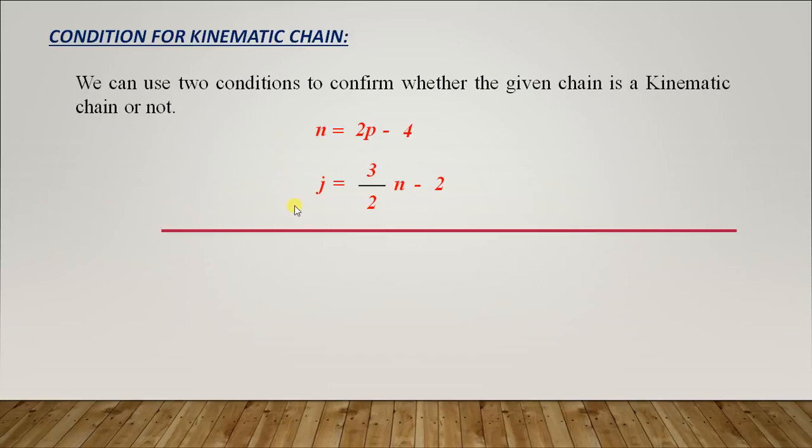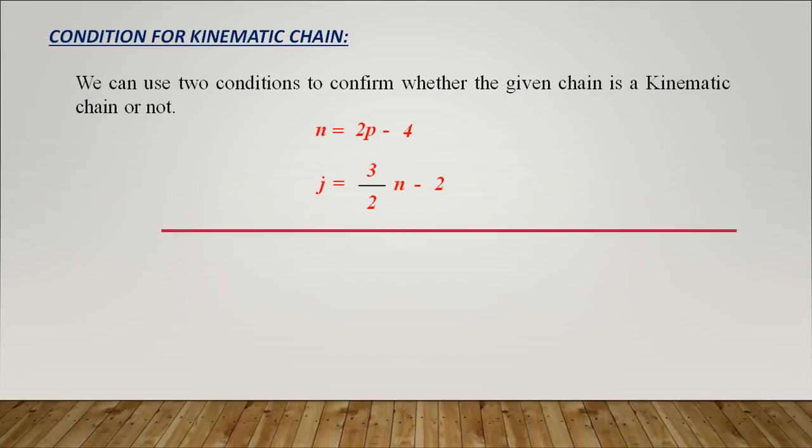In these two formulas, n is the number of links as usual, p is the number of pairs, and j is the number of joints. By knowing the number of links, pairs and joints, we can verify whether the given chain is a kinematic chain or not. Kinematic chain means, as already discussed, that whenever there is a constrained relative motion between each and every part of a chain, only then can that chain be considered a kinematic chain. To confirm that, these are the two basic formulas we can use.